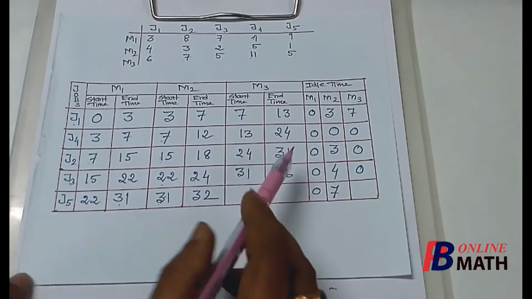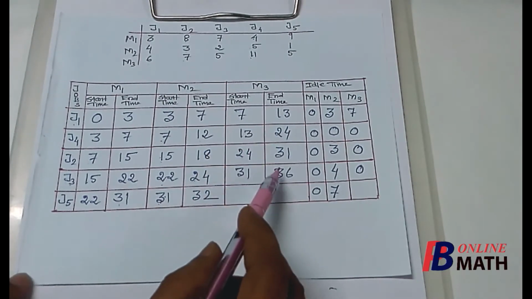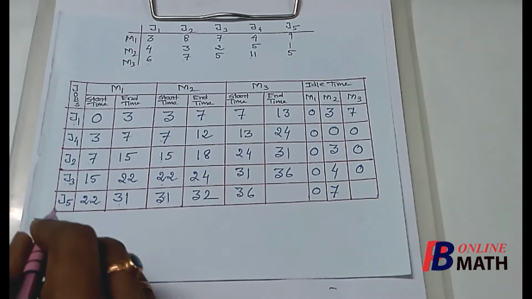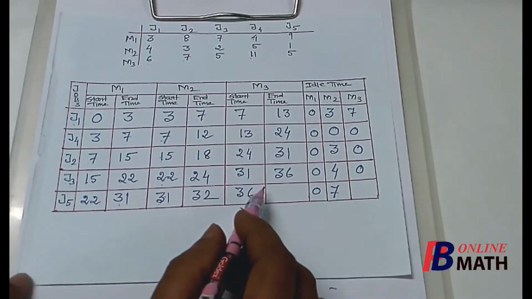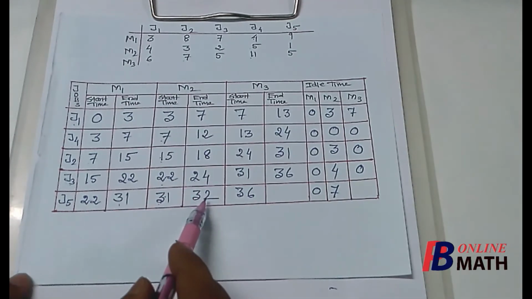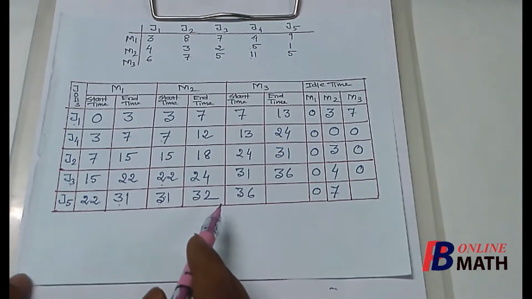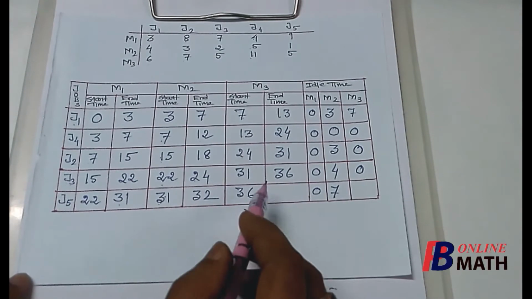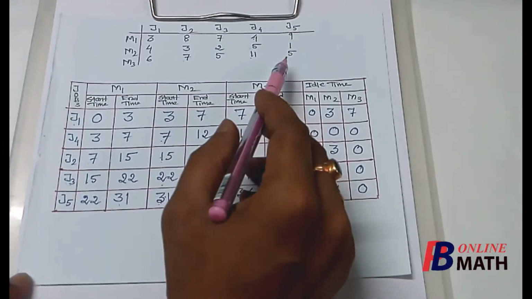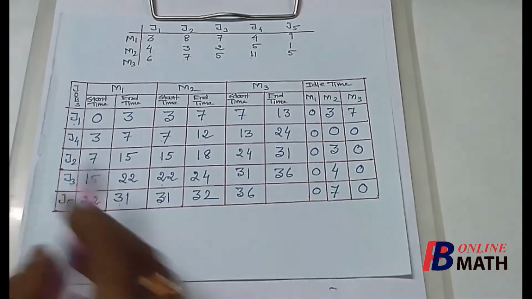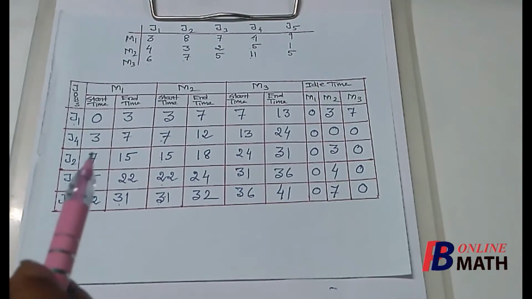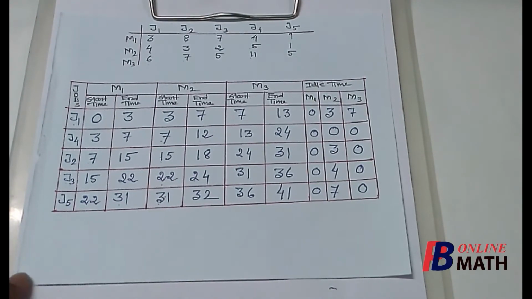And finally the machine M3 is ready to process the next job at the end of 36 units of time, and by the time the job J5 is already available to machine M3, because this job is released by the machine M2 after 32 units of time. So in this case also the machine M3 does not remain idle, so idle time is 0. Now the job J5 takes 5 units of time to be processed on M3, so the end time is 36 plus 5, which is 41. So the start time and end time for all the machines are done.